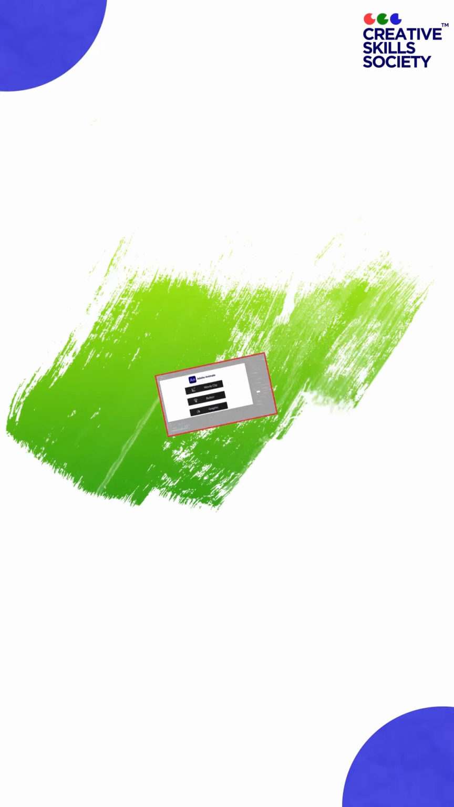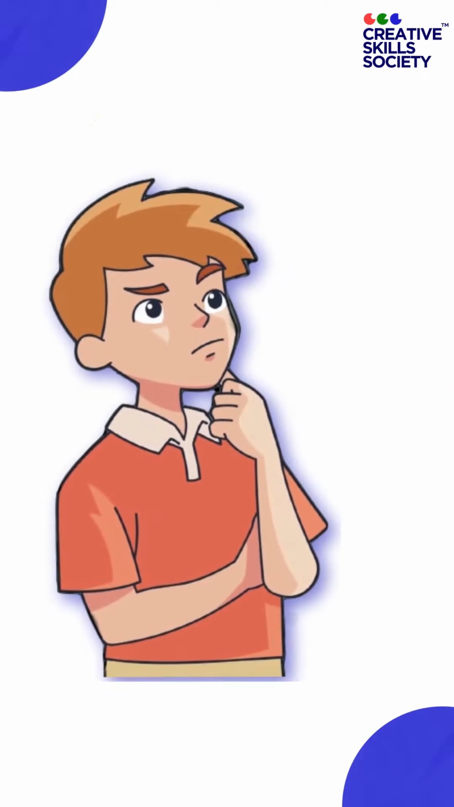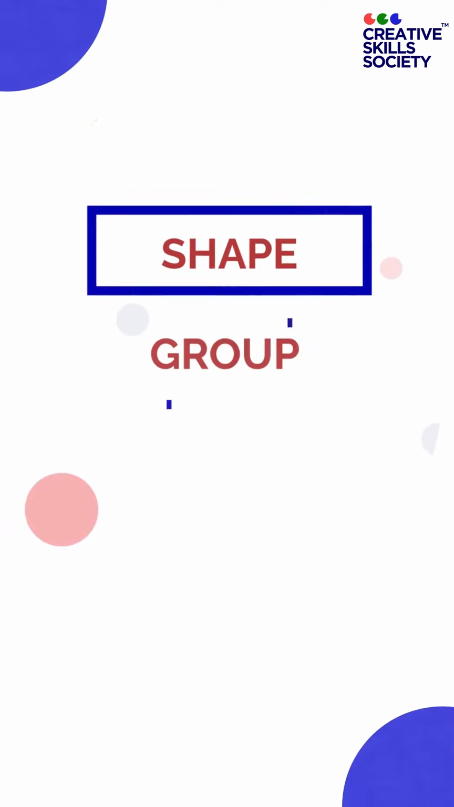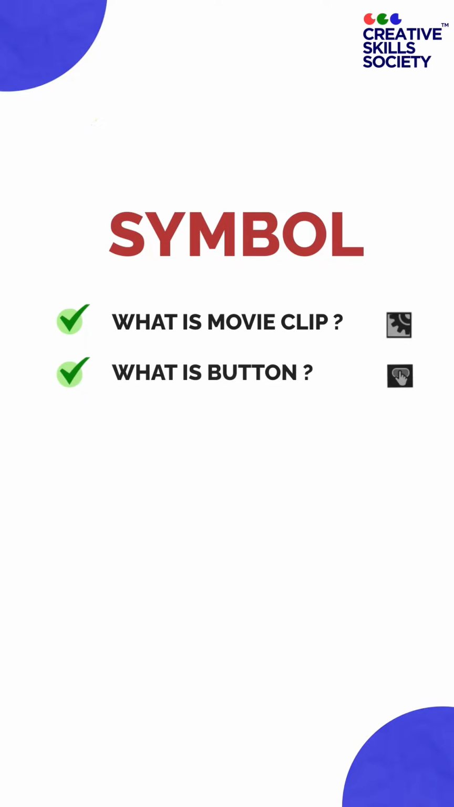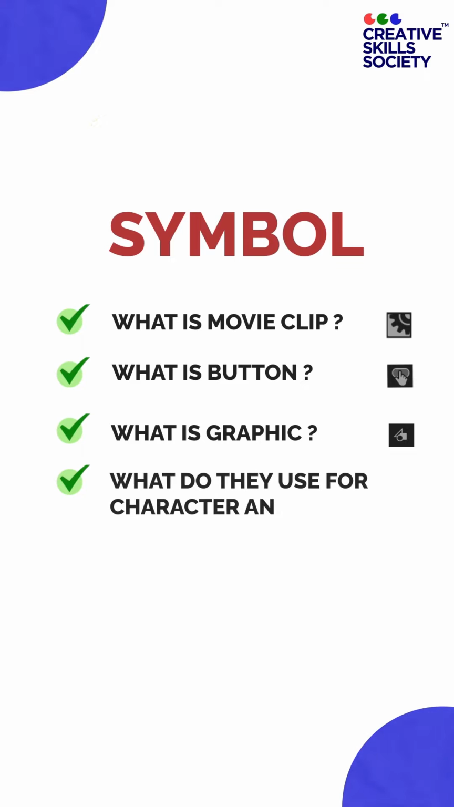Love creative mind. Here is a new tutorial for those students who have confusion between shape, group and symbol. And in symbol, they still have confusion about what is movie clip, what is button and what is graphic, and what do they use for character animation particularly.